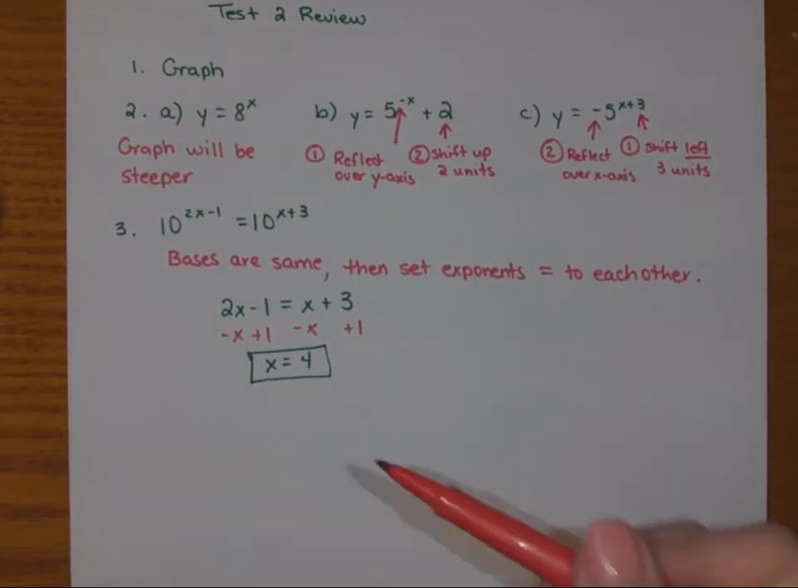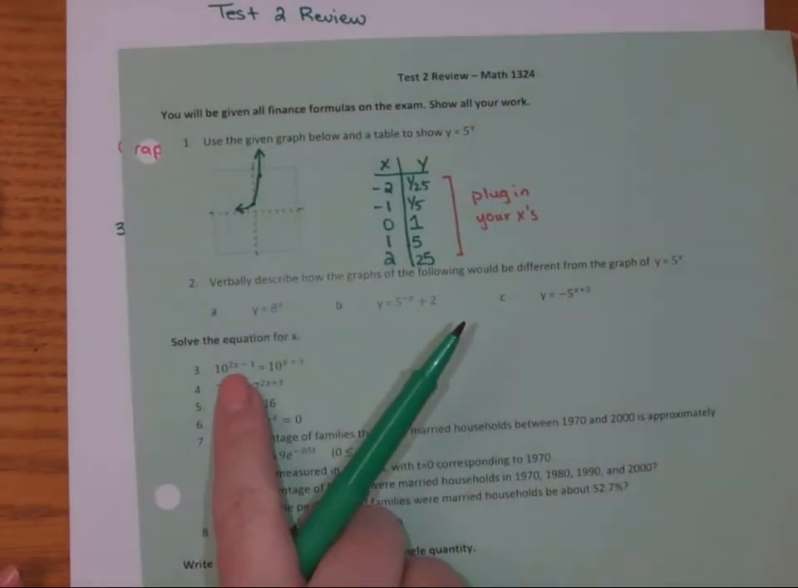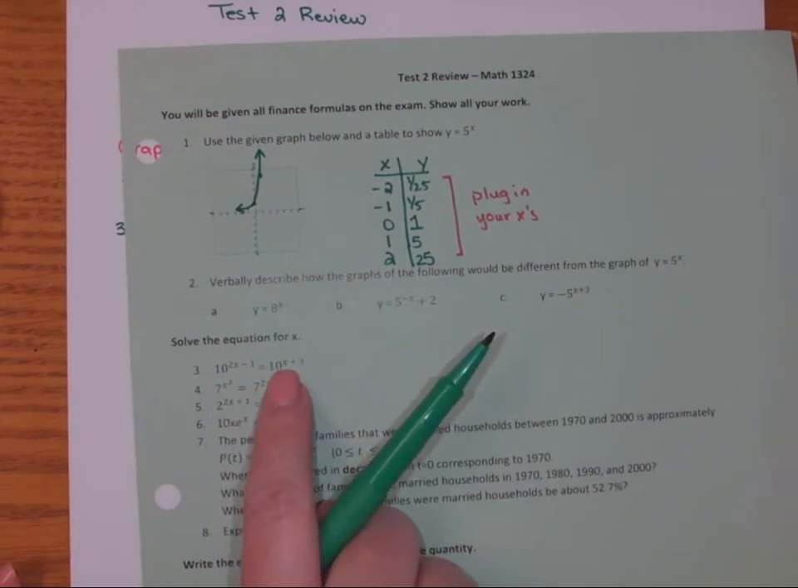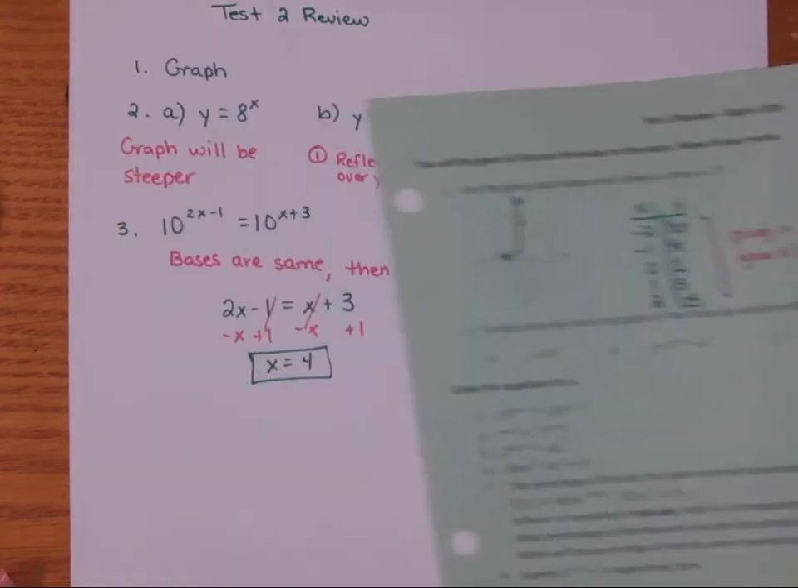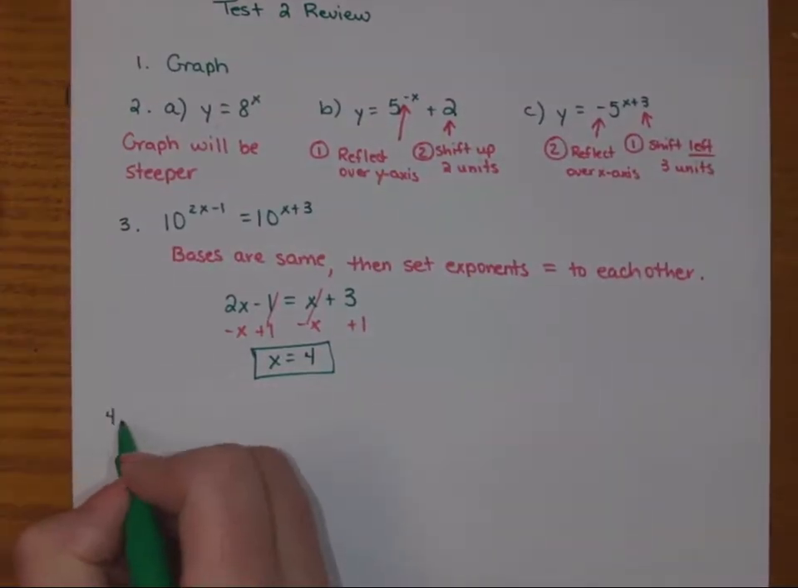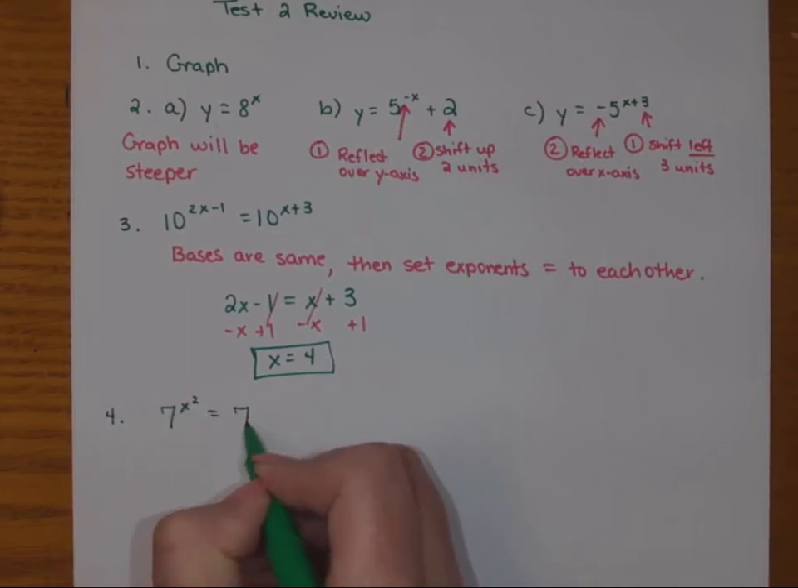Okay, and note, you could check this on your calculator, right? You could plug in 4 to this original equation. So you could say 10 to the 2 times 4 minus 1 power, get that answer, and then do 10 to the 4 plus 3 power, and you should get the same thing on both sides. Okay, so remember, on a lot of these, you can actually check it on your calculator, and I hope that you will. All right, so what about this one?